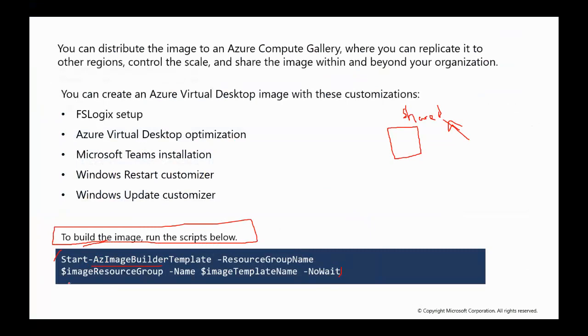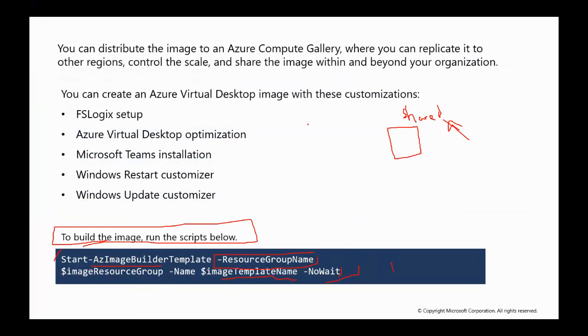Okay, so how do I create it? I use this command. This command is Start-AzImageBuilderTemplate. Of course, you should use the resource group name, and the image resource group, and the name of the image I'm using, with -NoWait, which means go ahead and run this instantly, directly, without waiting.